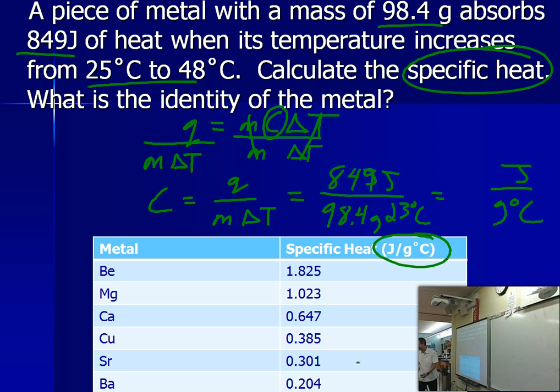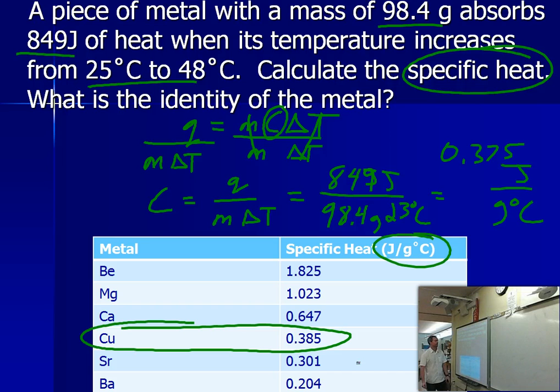So I punch that in on my calculator. So I do 849, okay, divided by 98.4. I like to hit the equal sign here and then hit divided by, not multiply because it's on the bottom, 23. Okay, and I get 0.375. Okay, if I round that, and I try to find the closest thing to that. Okay, so remember, it might not be exact. In this case, it looks like it is copper. Okay, so I would write down copper for my answer, and that's it.